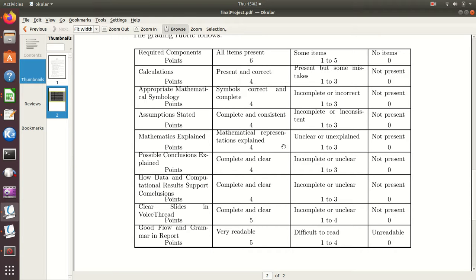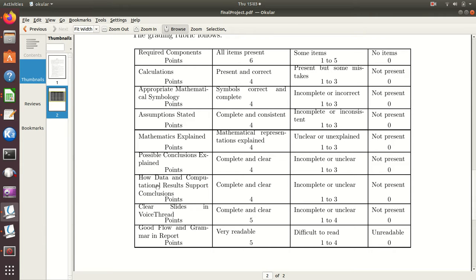Mathematics explained, I thought they did a nice job, and I said 3 or 4. Let's go with, let's say, a 4, so they're still down just 3 points. Possible conclusions, again, it matters what you can apply this to, what population this extends to, and so forth. So I think really maybe a 2 there. So we're down maybe as many as 5 points.